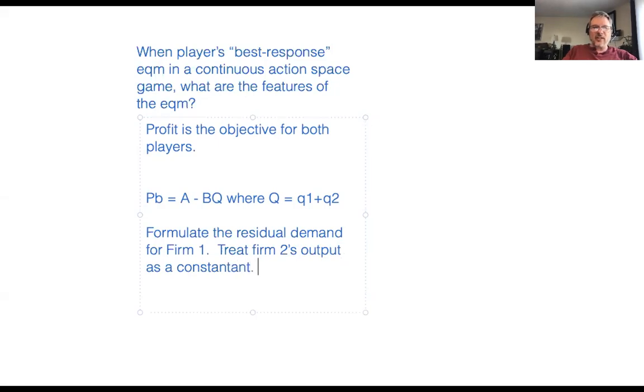And normally on the board when I have this, I would write Q2 and I'd put a little bar over it, but I don't have the ability here to do that sort of thing. So I've got to think of a way of symbolizing that Q2 is a constant. And what's a good symbol for that?